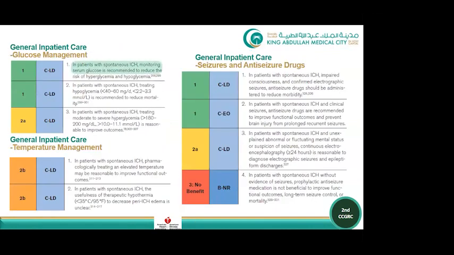For glucose monitoring, they recommend starting treatment if the blood sugar is more than 180 or 200. And euthermia should be the target, and there is no clear role for hypothermia to improve the outcome.